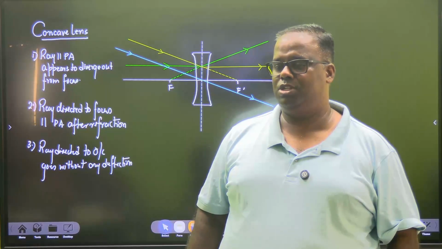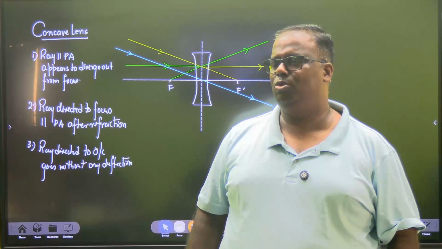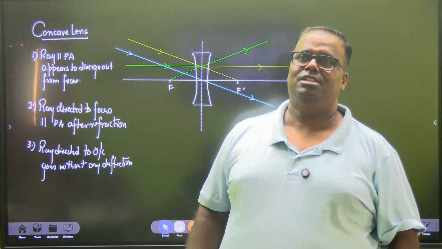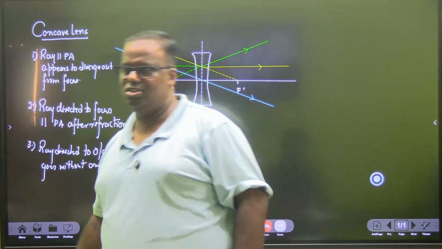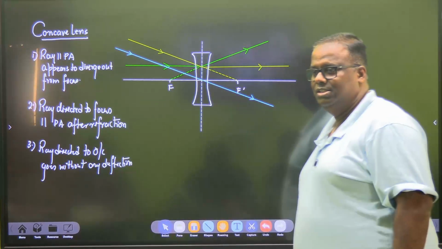Rules for image formation of a concave lens. How can you be so slow? Did you people not eat food? 100%. If I now audit, 5 people will say, sir, I just got up and attended the class. Come on, let's move ahead, shall we?